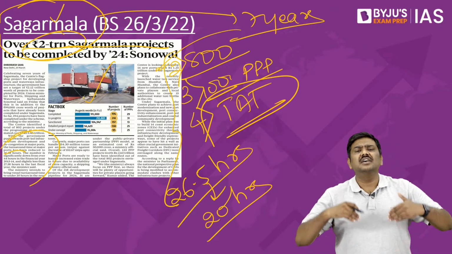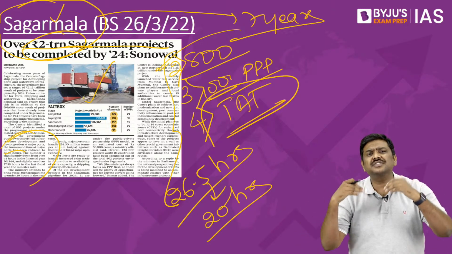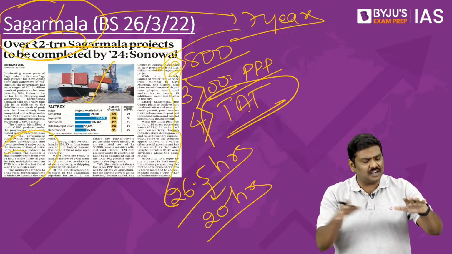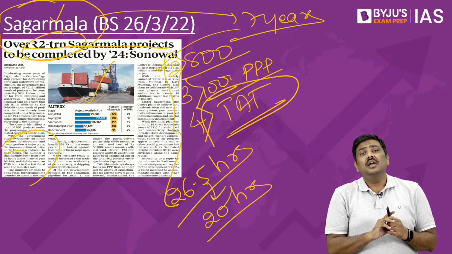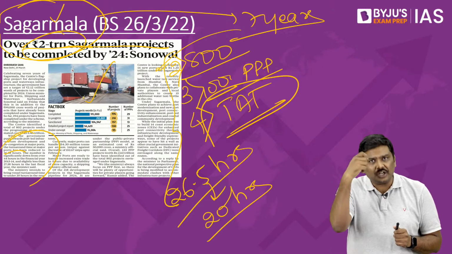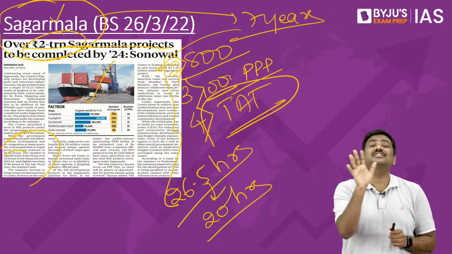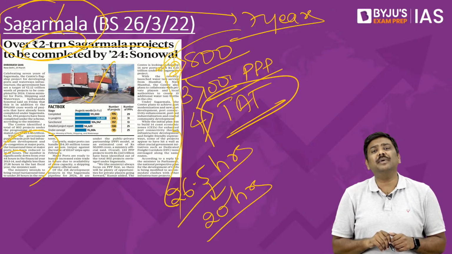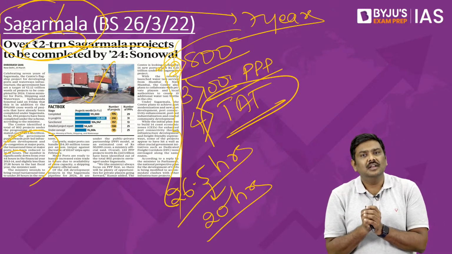And the article says we have been able to construct these many projects related to Sagarmala. Now, if at all a critical evaluation question is asked by UPSC, what are you supposed to write? These are the achievements. What are you supposed to write?